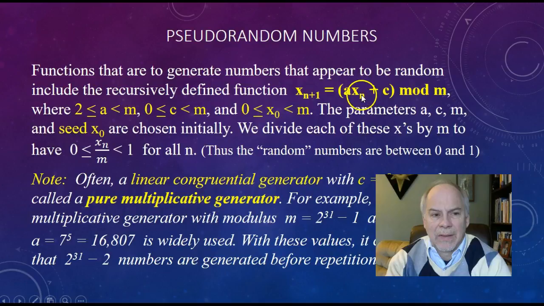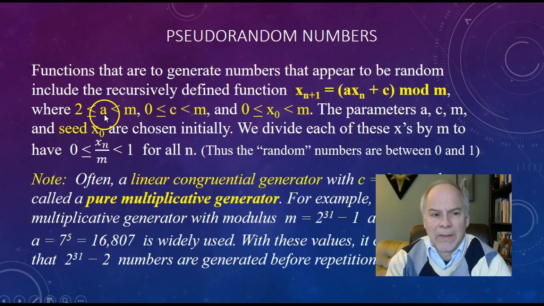So it takes the previous random number x of n and multiplies it by a and adds a number c to it, and then finds the remainder when you divide it by m. So it does this calculation and then divides it by m, and the next random number is the remainder when you divide that by m.